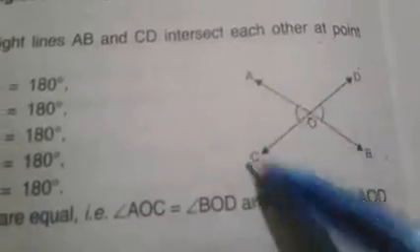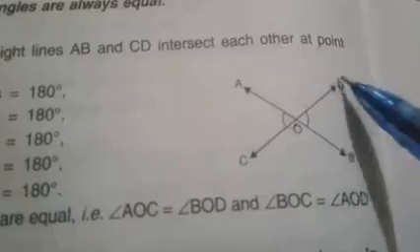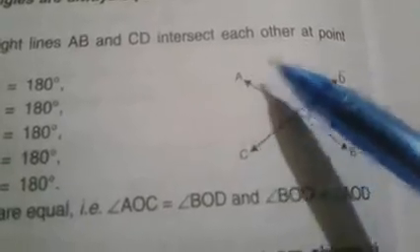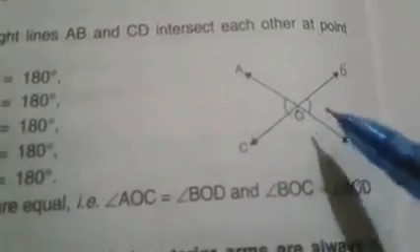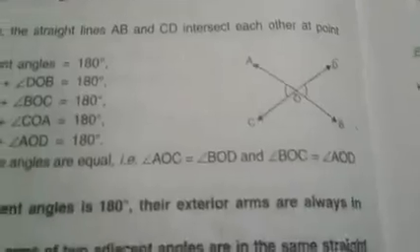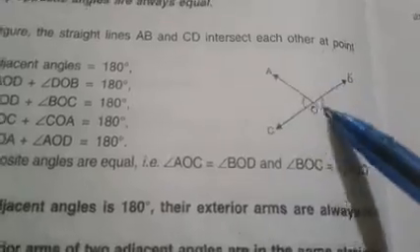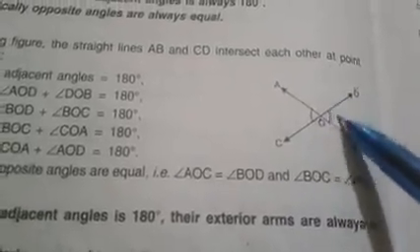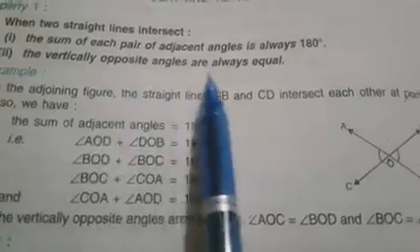So angle AOC plus angle AOD is equal to 180. Angle BOD plus angle DOA is also 180 degrees. Angle AOC plus angle BOC is also 180 degrees. So the moral of the story: when two lines intersect each other, the sum of an adjacent pair is always supplementary, equal to 180 degrees. Next, vertically opposite angles are always equal.